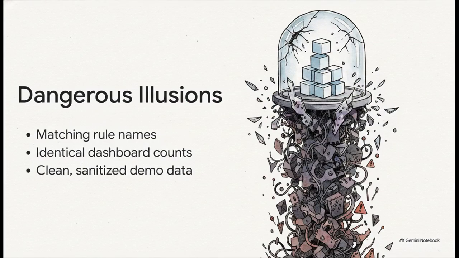Now, practitioners often fall into a pretty dangerous trap here. It's super easy to assume that if you see matching rule names, identical dashboard alert counts, or if the system works flawlessly on clean, sanitized demo data, then your detections must be equivalent, right? Actually, scratch that. It's a total illusion. That assumption shatters the very second it hits the chaotic, messy reality of a production environment.